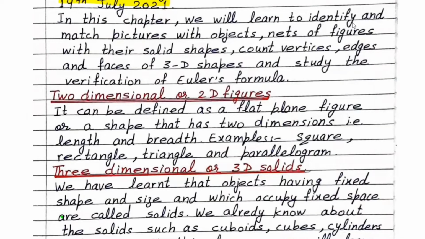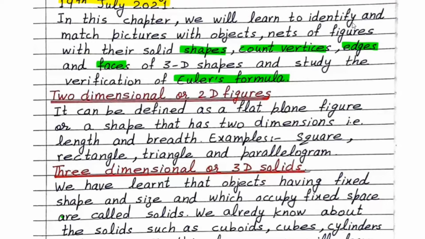Children, in this chapter, we will learn to identify and match pictures with objects, nets of figures with their solid shapes, and count vertices, edges, and faces of all the 3D shapes. And also we will study the verification of Euler's formula, which is very important, right? So children, now let us start.